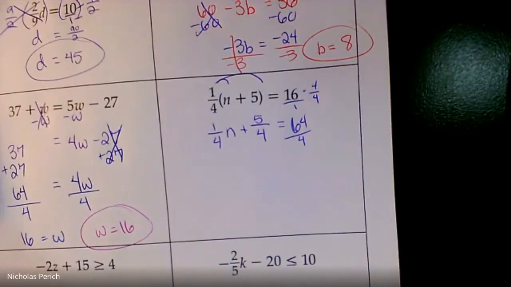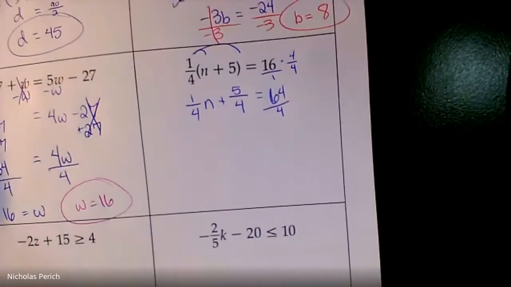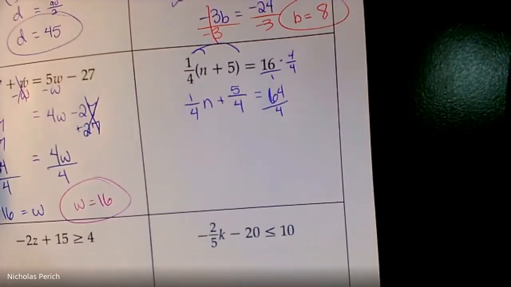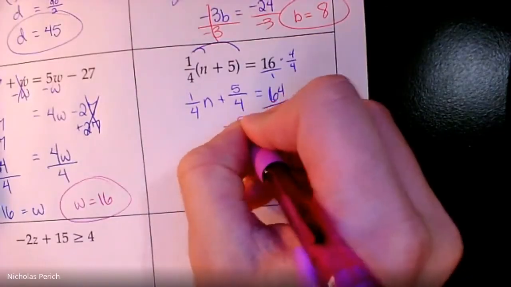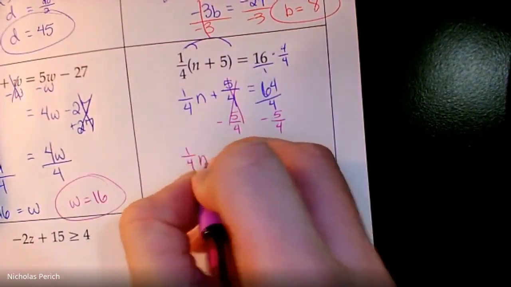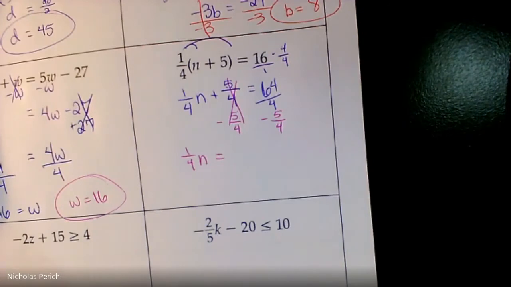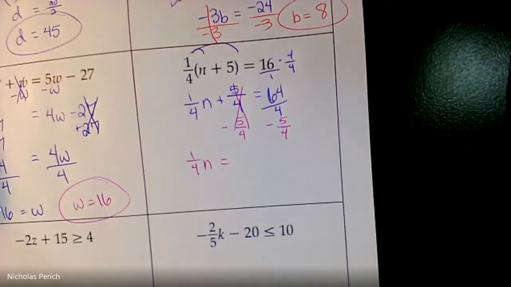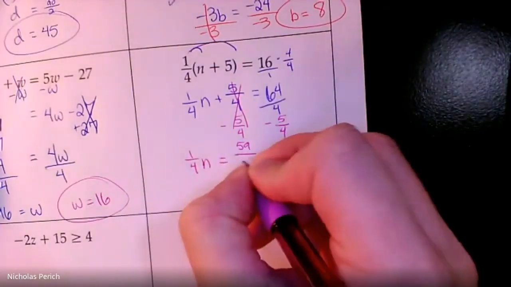Now, all these fractions, gross. Nobody likes fractions, but it's not that bad. The process is exactly the same. What do I do first? Subtract 5/4. Good. Subtract 5/4 from both sides. So that gives me 1/4 n equals, keep it improper, 59/4. Good, 59/4. Remember, when you're subtracting fractions, the denominators need to be exactly the same.